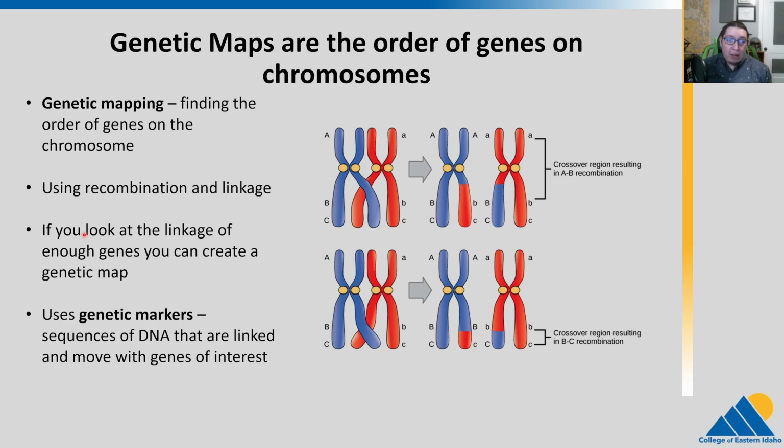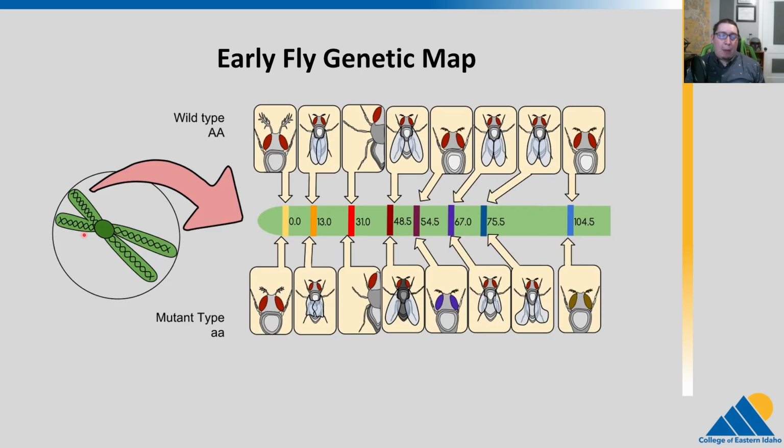A genetic marker is a specific sequence of DNA that is linked to a gene of interest, like eye color. And you know that this piece of DNA tends to move with eye color, and this specific SNP or something like that moves with eye color. So the earliest genetic maps were done in fruit flies, and we saw that different traits like eye color, here we have purple versus red eyes, or wing shape, or antennae size, or things like that. Different traits were linked together to create a map.